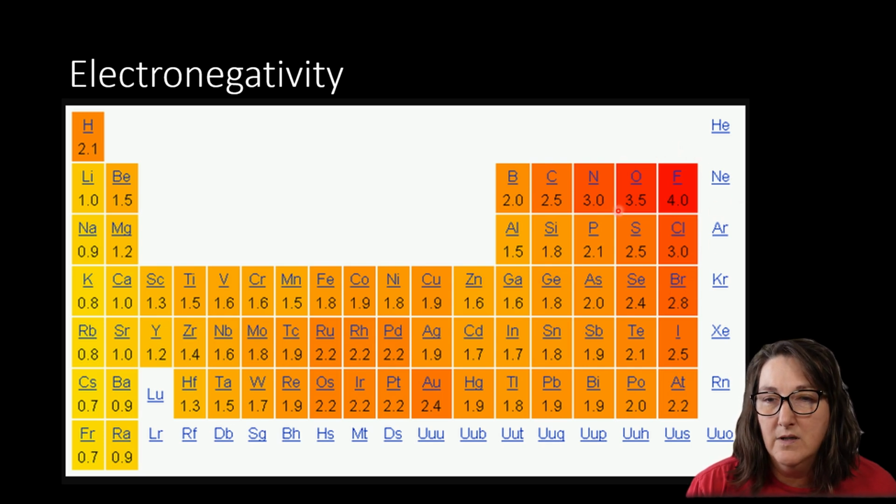And so every once in a while, when you have something, here I have oxygen and hydrogen, and you can see my numbers way off. I have 3.5 here for oxygen, 2.2 or 2.1 for hydrogen. This one is saying that this has more of an affinity or more of a desire to have electrons. So oxygen is going to pull and hold the electrons a lot longer than hydrogen will.